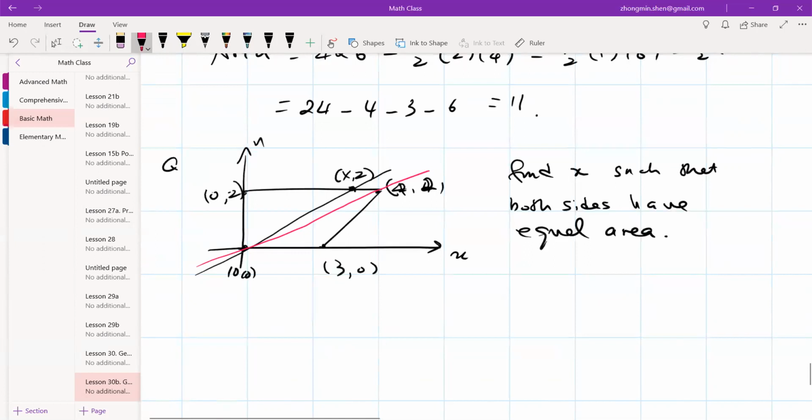The reason is, look at that, right? The top triangle has area 2 times 4 divided by 2. But the bottom one is 3 times 2 divided by 2, which is 3. So definitely you have to move the point to the left a little bit. So you have to find x between 0 and 4, so that this line is going to divide the region into 2 regions of equal area. So please do it. This is actually a very simple problem, if you know how to do it.